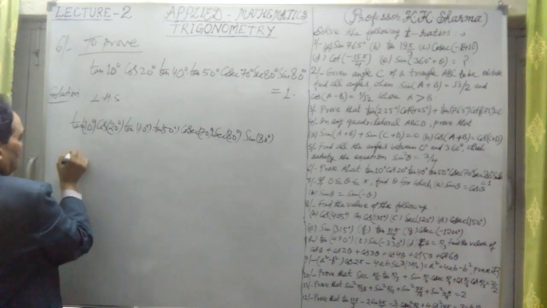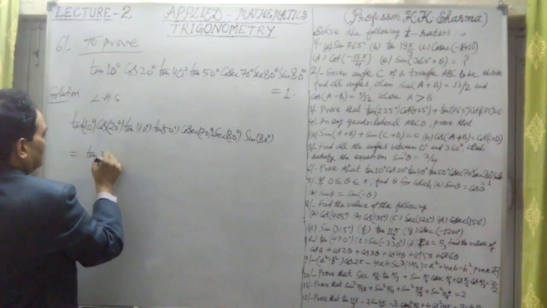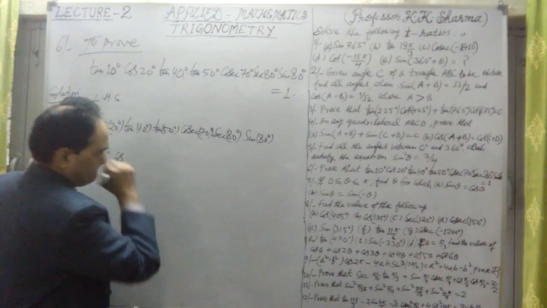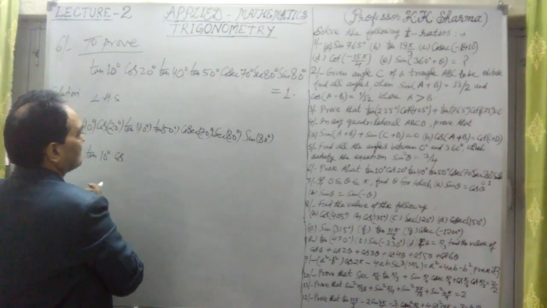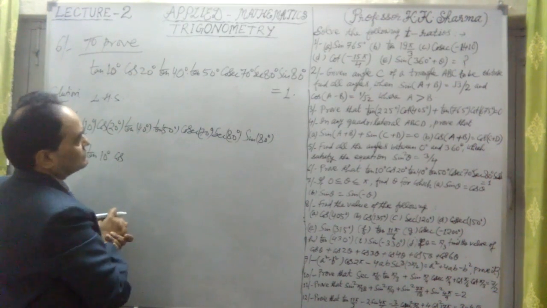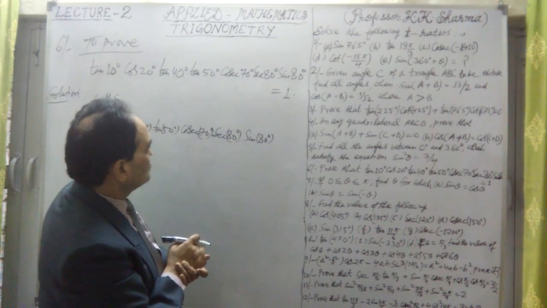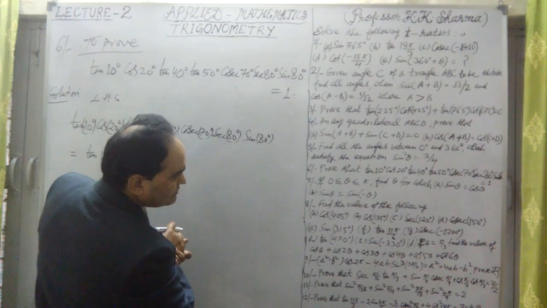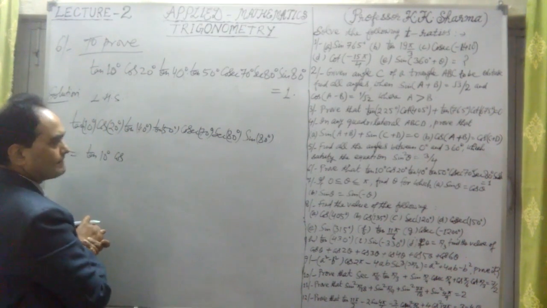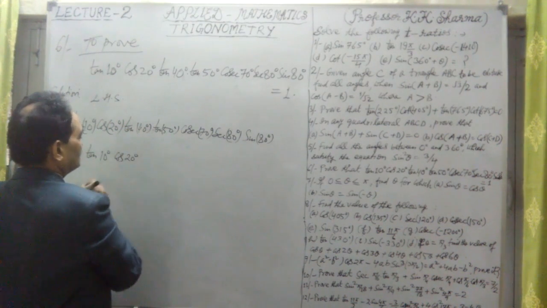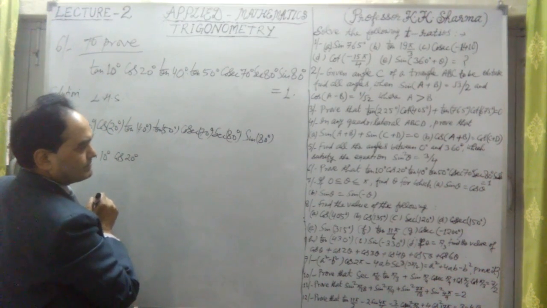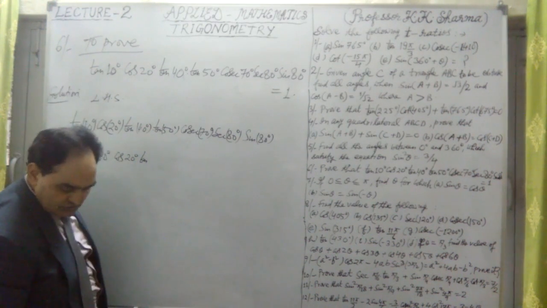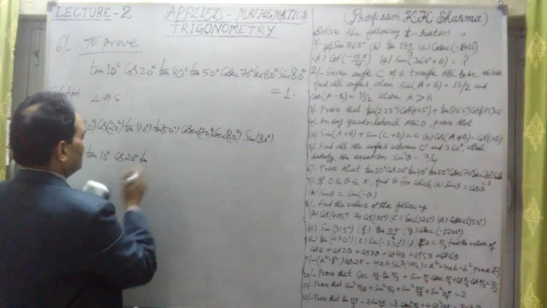Now let me convert them into simpler form. Now tan of 10 degree, let me keep as it is. And cos of 20 degree, no problem, this is cos of 20 degree. Then sine 80 degree, it is sine 80 degree, no problem. Then tan 40 degree, let me keep tan 40 degree as it is.